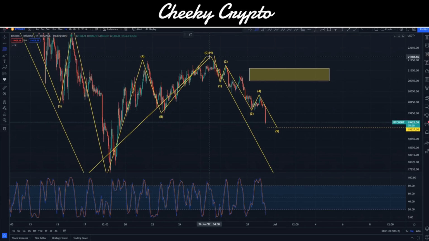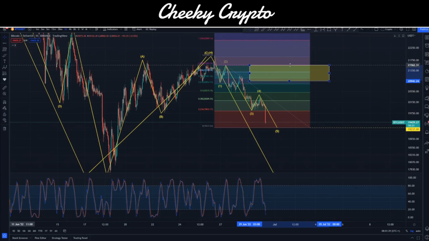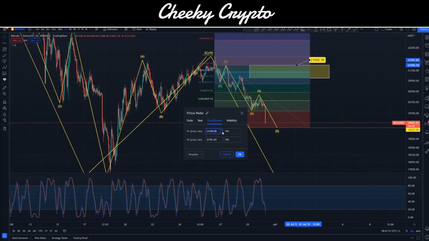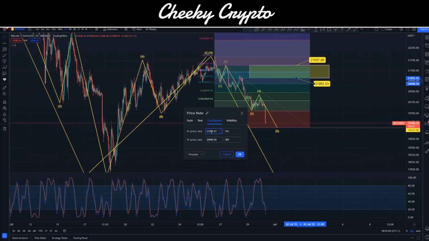Now let's take a look at the typical wave 2s. A wave 2 retracement, if we do come down to this low area just here, then we would be looking at moving up just ever so slightly higher here. Let me just grab hold of my range. So we're looking at 21,557, on the higher side of that spectrum. And on the lower side, we'll be looking at 21,061. So we'll put that in there as well.